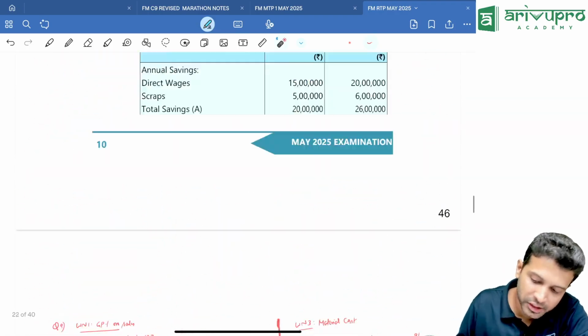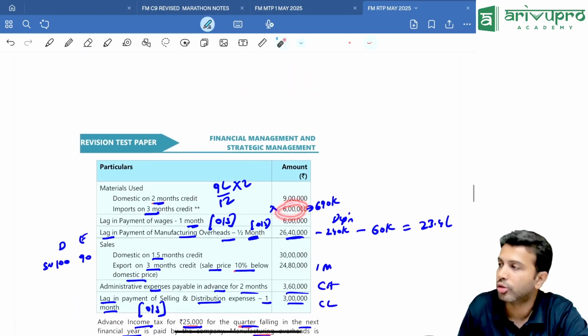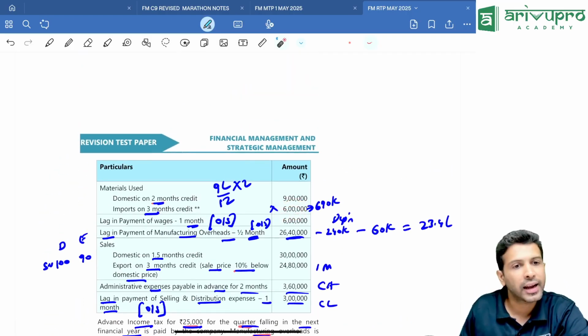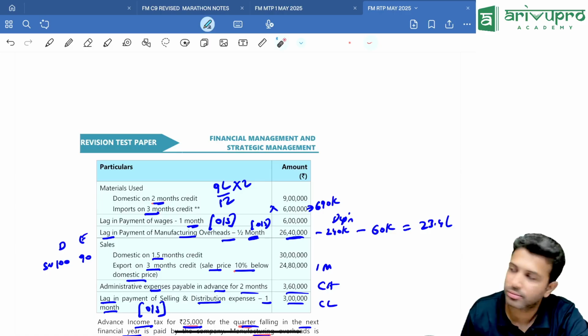Now the next one. Do we have only domestic purchases or also imports? Imports. How much import goods? 6 lakh rupees. Is it 6 lakh or 6 lakh 90? 6 lakh 90,000.